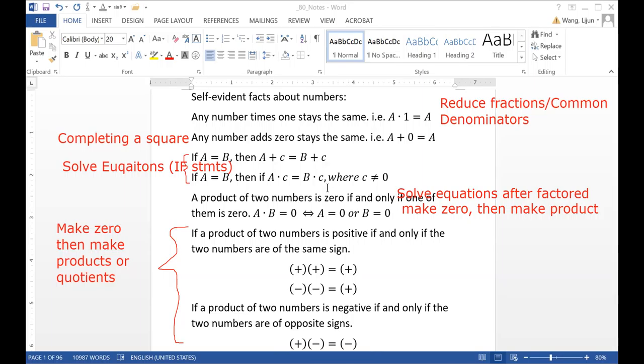Okay, only in the inequality case, when we multiply by a positive, we don't switch direction. When we multiply by a negative, we switch direction. So, okay, everybody understood that? And we have explained why, right?